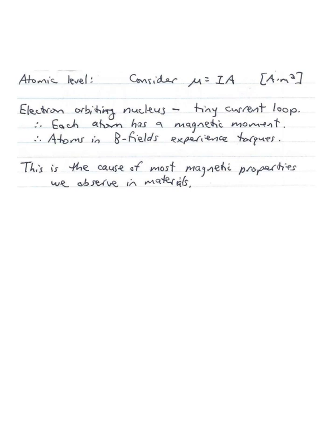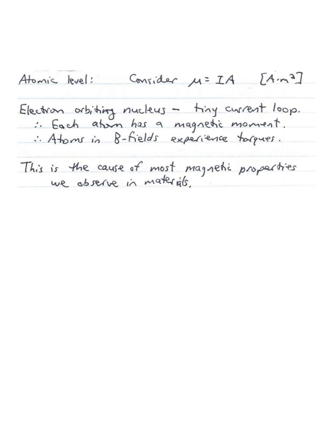Another application of this is at the atomic level. Think about that we found that the magnetic dipole moment is the current times the area of the loop. That's measured in amperes times meters squared. And I want you to think about, at the very tiny subatomic level, an electron orbiting a nucleus is a tiny current loop. It's one little charge that's moving around and around. It's a tiny current loop, so each atom has some magnetic moment. And therefore, atoms in magnetic fields experience torques. This is actually the cause of most magnetic properties that we observe in materials.